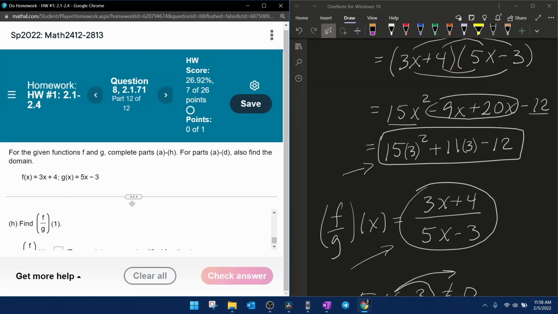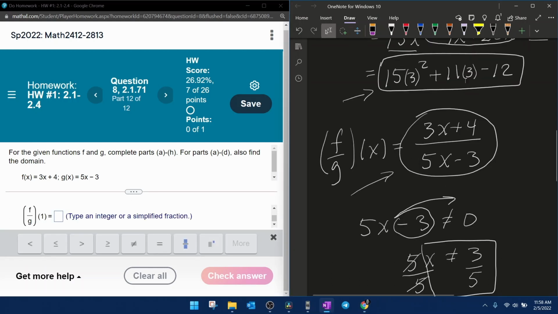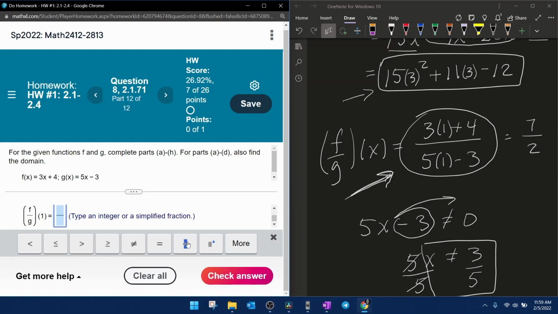All right, here we go. One more time. F divided by g of 1. Here we've got our f divided by g of x. We're going to replace each x with 1. And that would give us 3 plus 4, which is 7. 5 minus 3 is 2. That is too easy. As a fraction, 7 over 2.